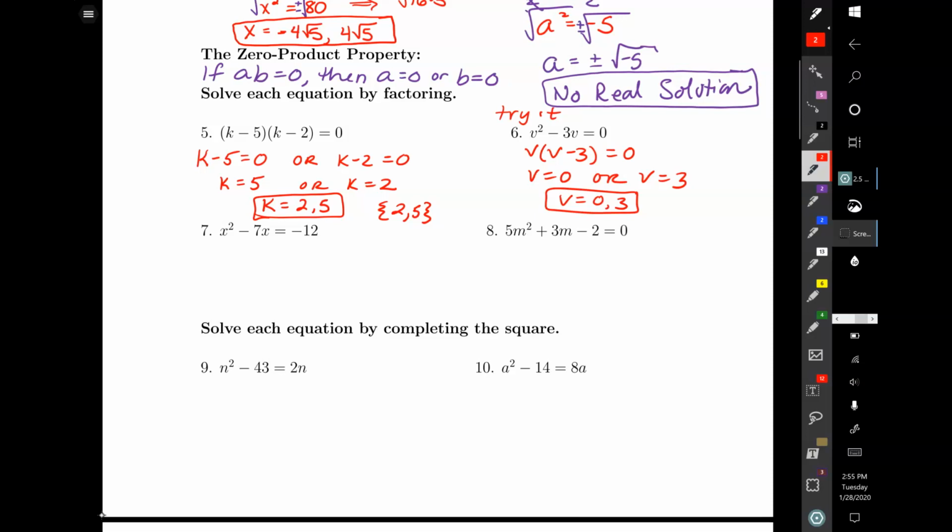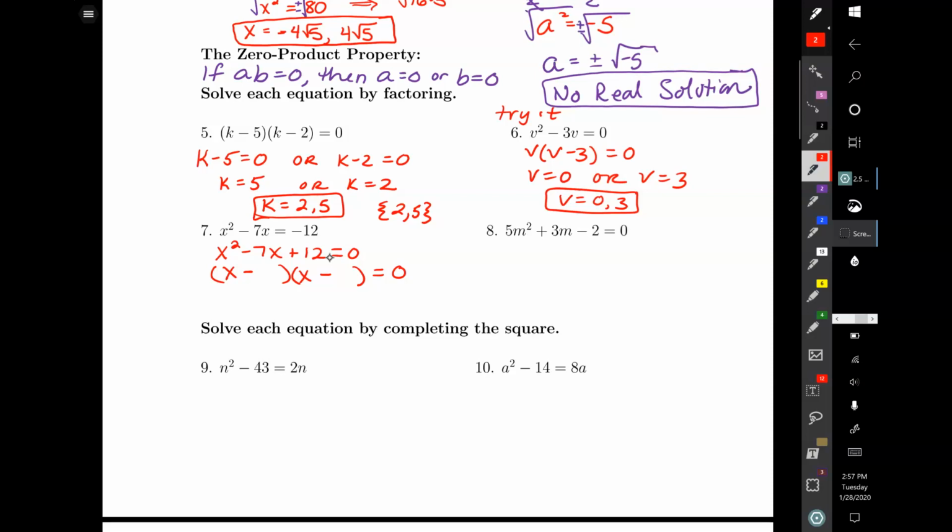Number 7 is a little different, so I'll go through this one with you. But if you feel comfortable, you can try it yourself first. It would be add 12 to both sides, set equal to 0. X squared minus 7x equals negative 12. Okay, so this one I've added 12 to both sides, set the equation equal to 0. So I have x squared minus 7x plus 12 equals 0.